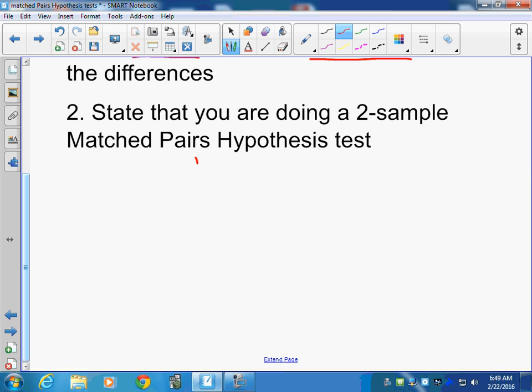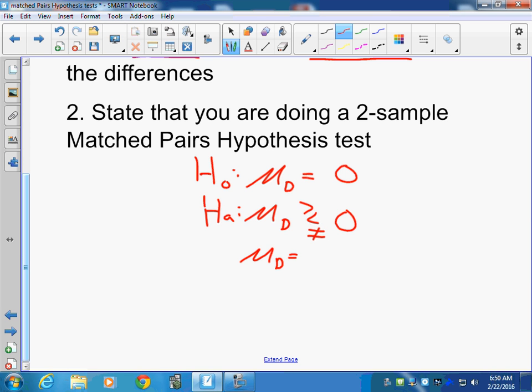So when we state our null and alternative hypotheses, H0 is going to be mu D, the mean value of the differences, equals 0, because we're always assuming that there is no difference between the two. And then the alternative is the mean difference is greater than, less than, or not equal to, always based on the context of the problem. Reading that last sentence, do they tell you greater than? Do they tell you less than? Or do they leave it as a not equal to? And then we have to define what the mean difference is to finish up that problem.